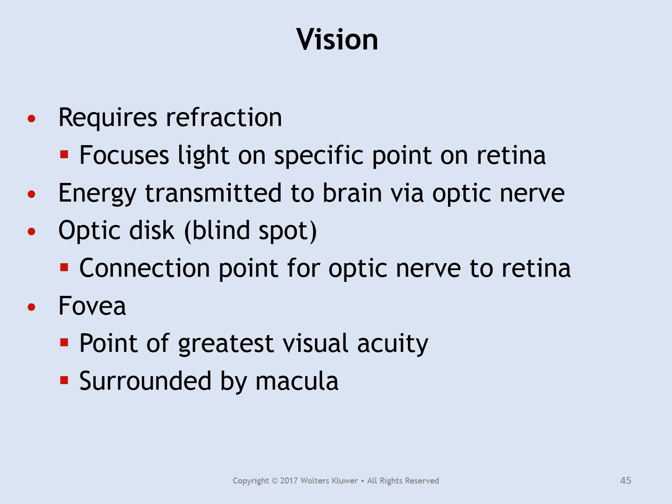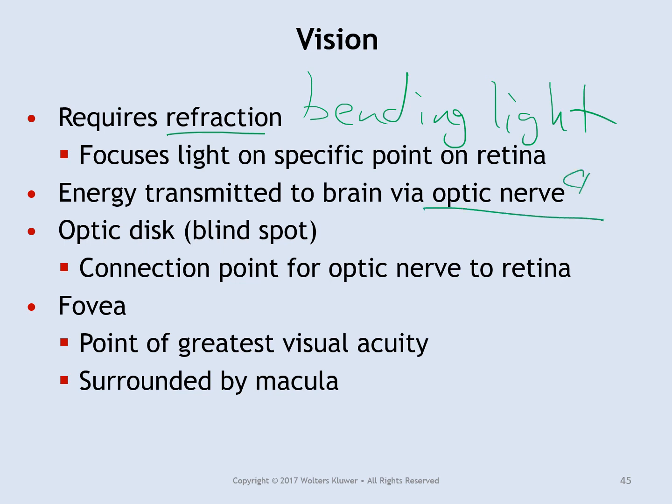So vision requires refraction, which just means bending light, so that it hits the back of your eye, it hits your retina at just the right angle. When that light hits the retina, that activates your little rods and cones, and they send an electrical signal to your brain via the optic nerve, which is cranial nerve number 2.